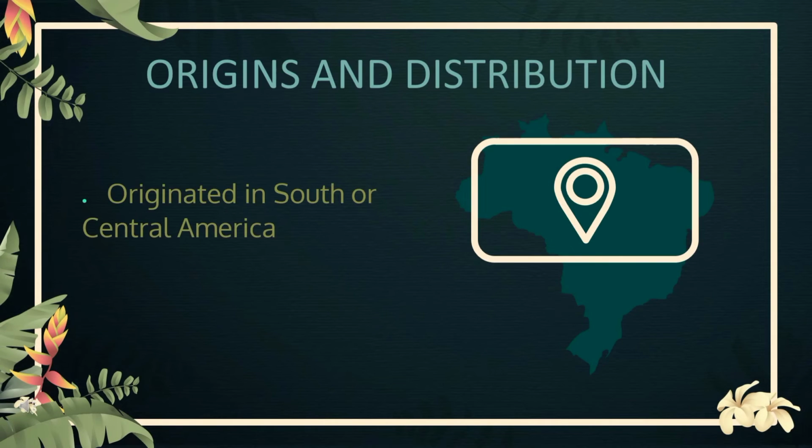Okay, next is origin and distribution. The Capsicum frutescens species likely originated in South or Central America. Capsicum frutescens is native to Central America, North, and Western South America. It may also be related to Capsicum chinense, commonly known as the habanero type pepper.